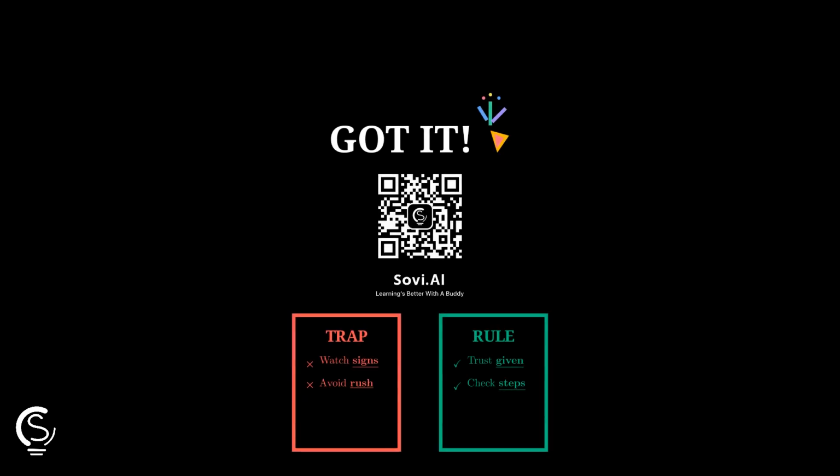Trap: rushing signs. Rule: trust the given pathway and check whether the response amplifies the original signal.